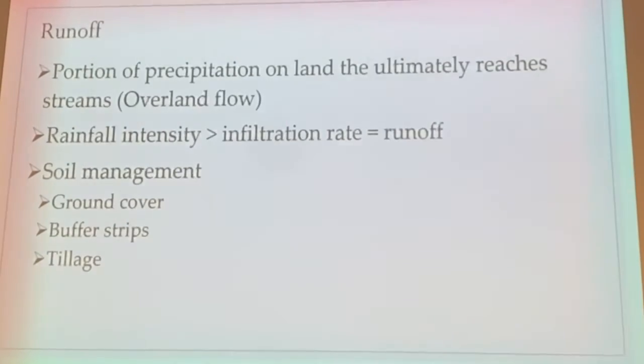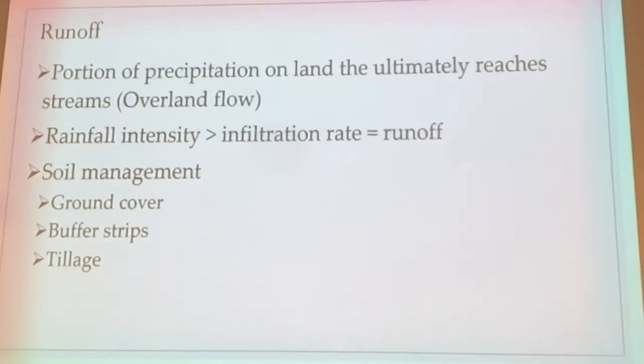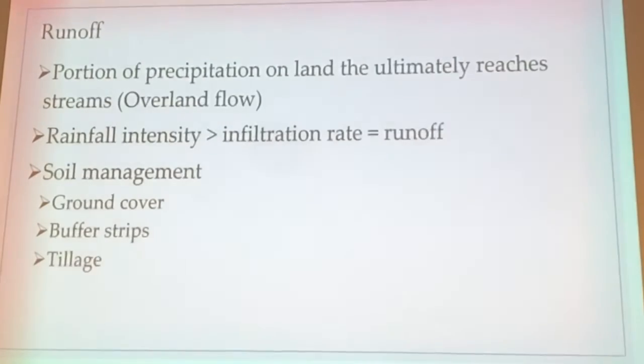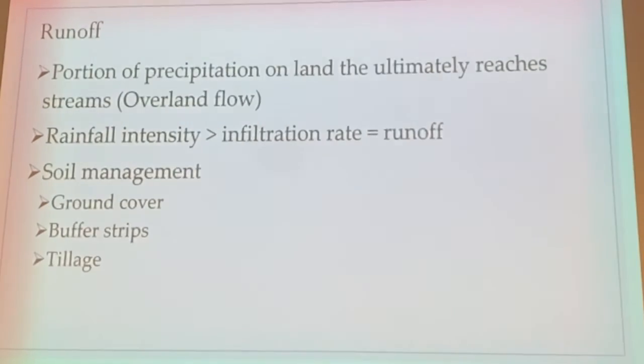Runoff, also known as overland flow, happens when the rainfall intensity is greater than the soil infiltration rate, which is affected by bulk density, texture, structure, and organic matter. So what we're trying to do is plant more cover crops so that we can influence the structure in the top 6 inches of soil, so that we can create more pore space for more water to infiltrate.